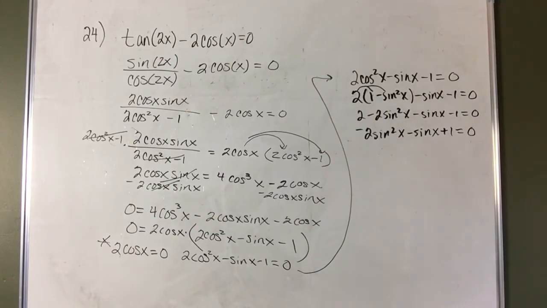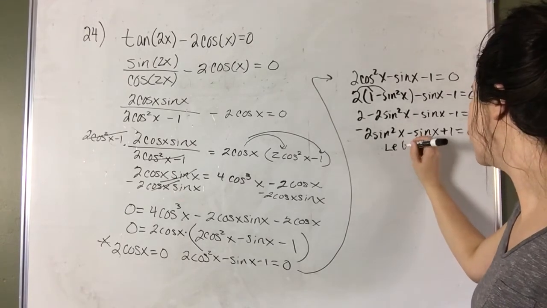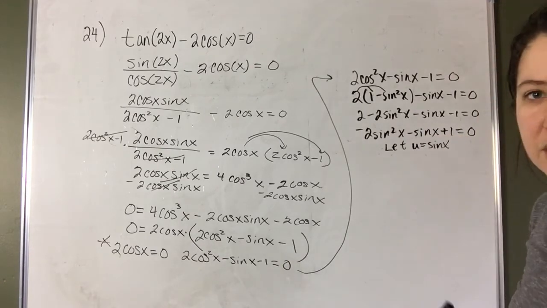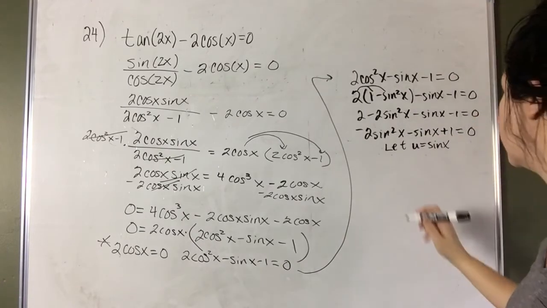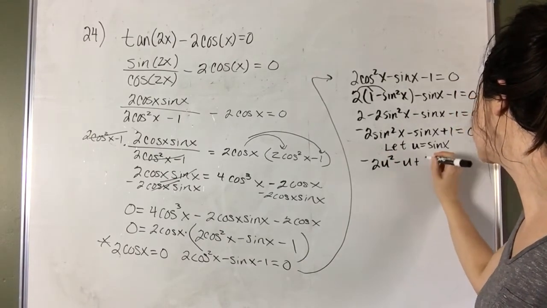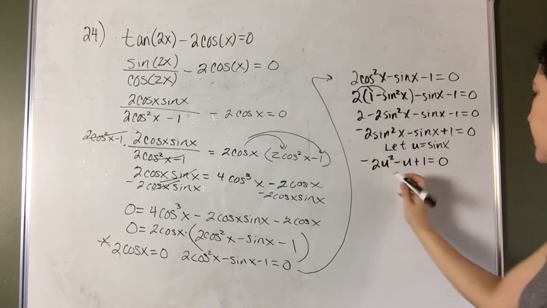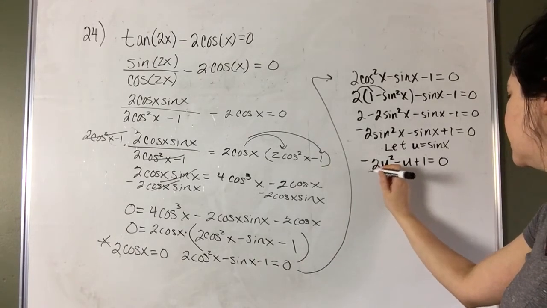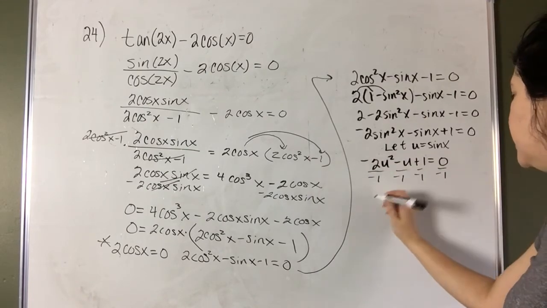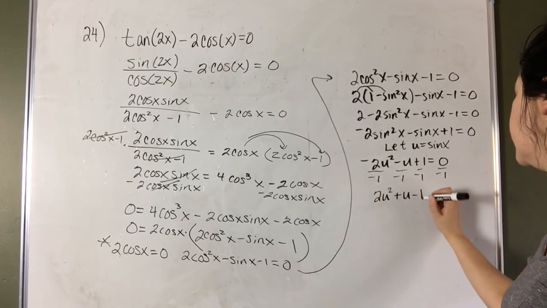All right, now let's make a substitution. Let's let u equal sine x. So that gives us negative 2u squared minus u plus 1 equals 0. Then we can solve this. It's always easier to solve if your leading term is not negative. So I'm going to go ahead and divide everything by negative 1, which gives us 2u squared plus u minus 1 equals 0.